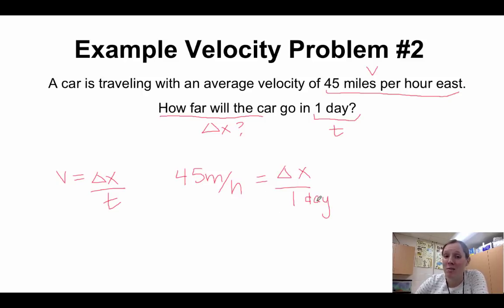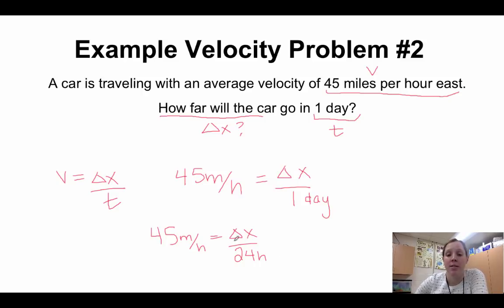So I need to do one of two things, whatever is easier. I either need to make this velocity be in meters per day, or I need to switch this time 1 day to hours. The second of those sounds easier to me because I know how many hours there are in a day. So I'm going to switch this from 1 day to 24 hours and try again. So 45 miles per hour is equal to delta x over 24 hours.